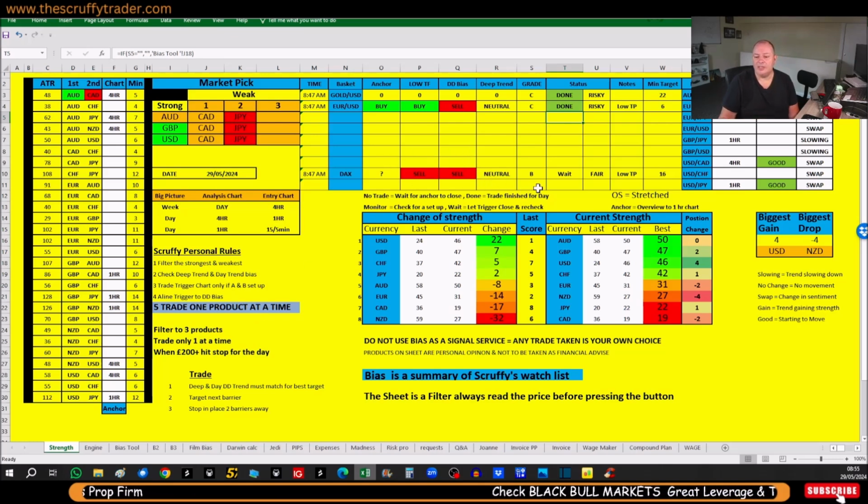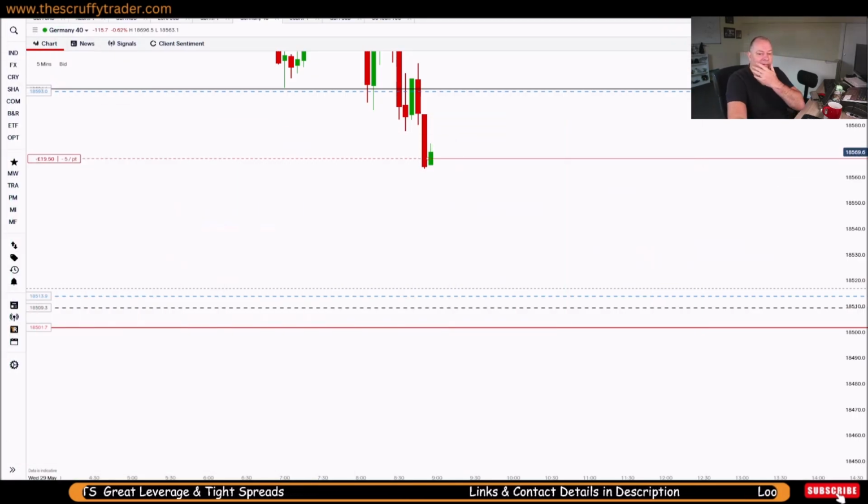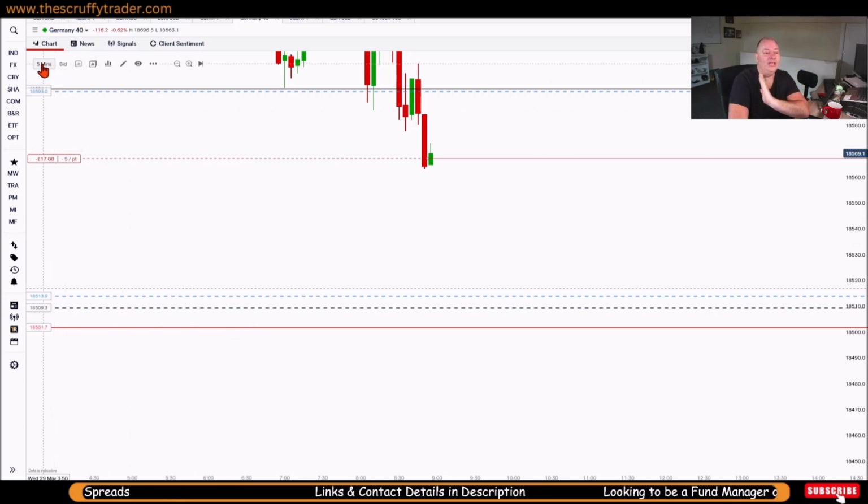B trade means it's pretty darn good. A is excellent, B's not so bad, C's a bit risky, D's defunct, and F is, well, just knacked. It's a fair trade, and it's telling me that I want to be aiming for 16 plus pips. Okay, keep it relatively low because you can see there is a little bit of indecision. Okay, so if I've got that in my mind, how do I go into this? Well, I'm working on top of the hour, and I've got this all laid out.